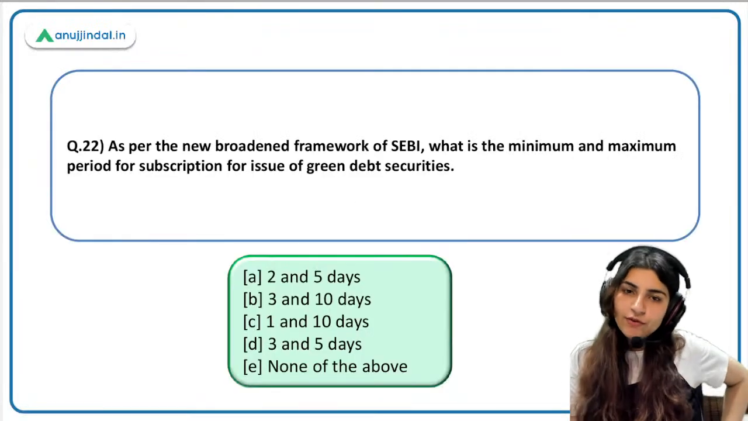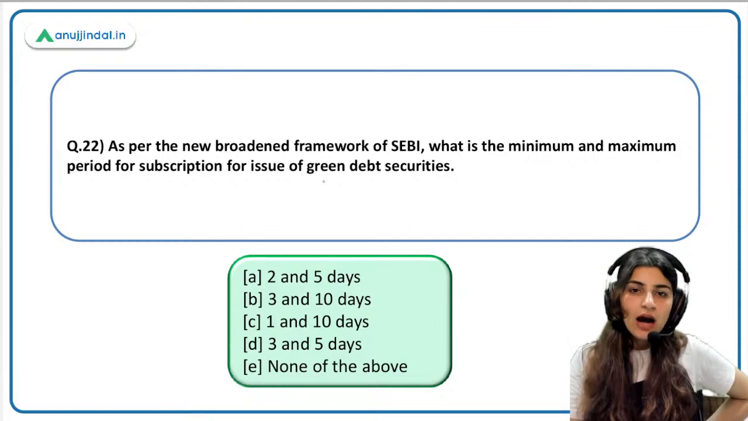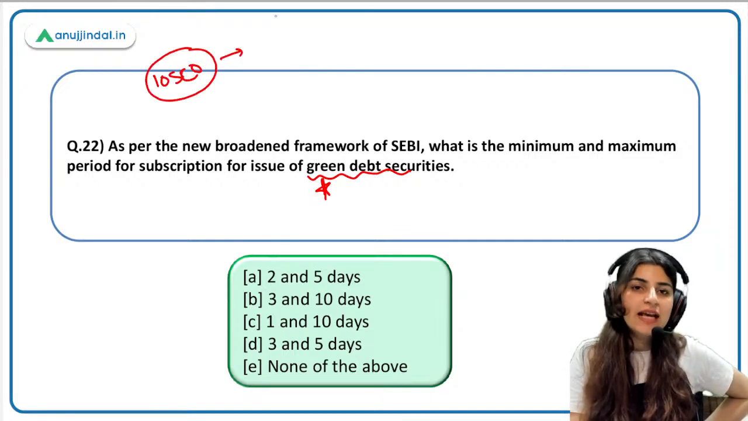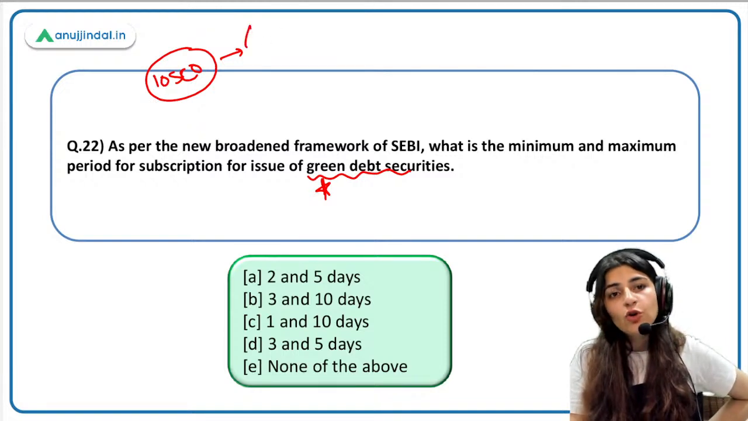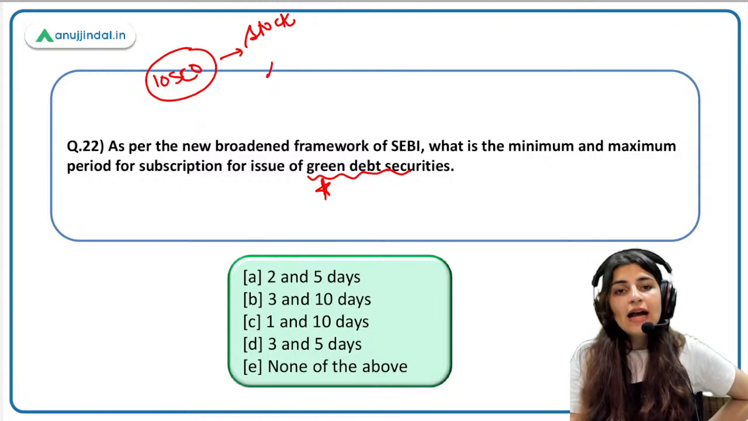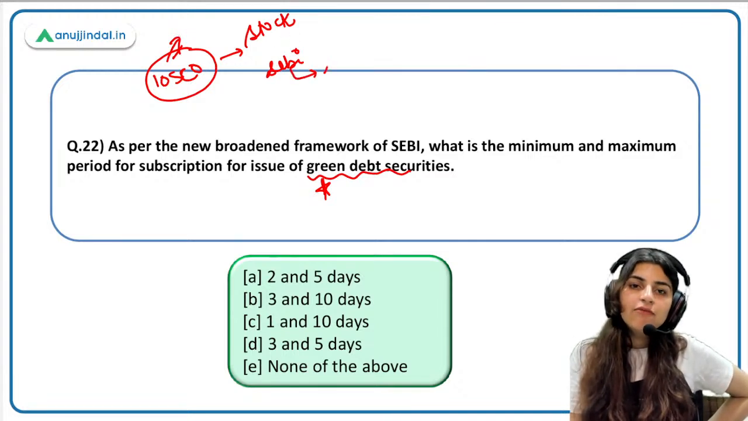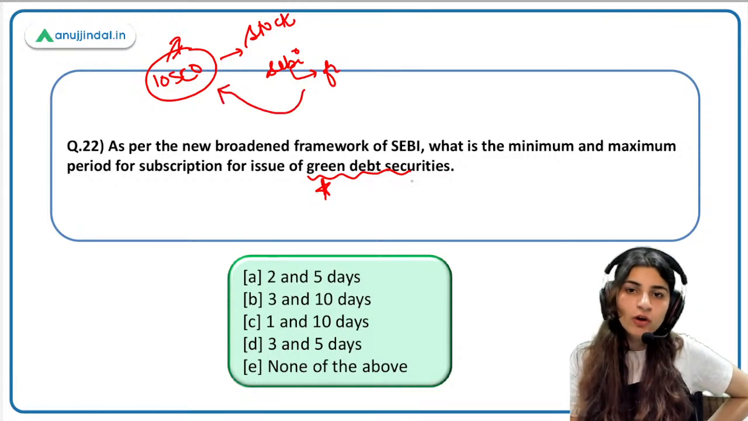As per the new broadened framework of SEBI, what is the minimum and maximum period for subscription for the issue of green bonds? Now, green debt securities. SEBI came out with a framework for green debt securities, IOSCO. SEBI is a member of IOSCO, just like RBI is a member of the Basel organization. Similarly, IOSCO works on the stock exchange mechanism, and SEBI is a member of this. So they brought out a broader framework for green debt securities. To bring the framework in line with the IOSCO guidelines, SEBI brought out a framework for green debt securities.